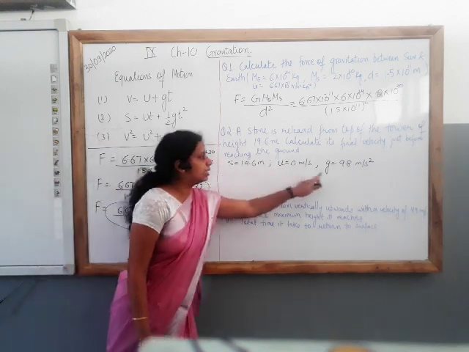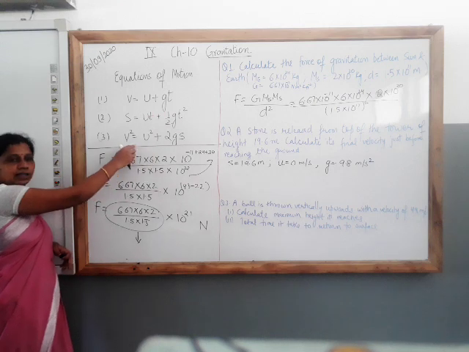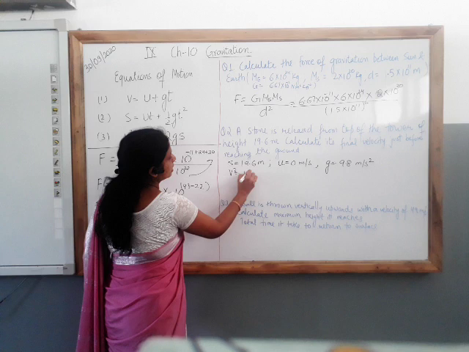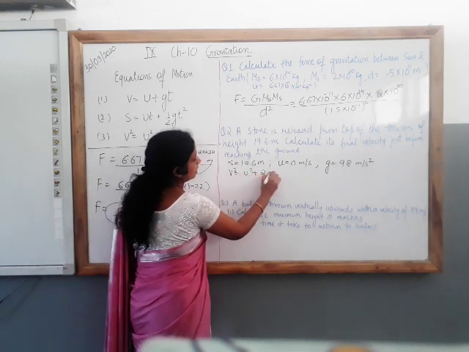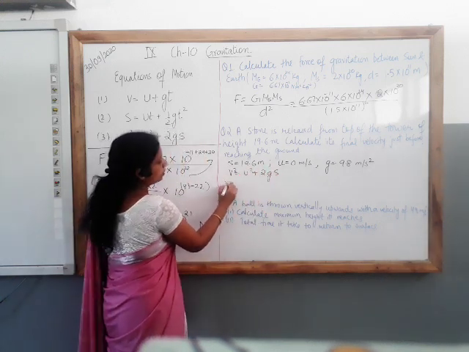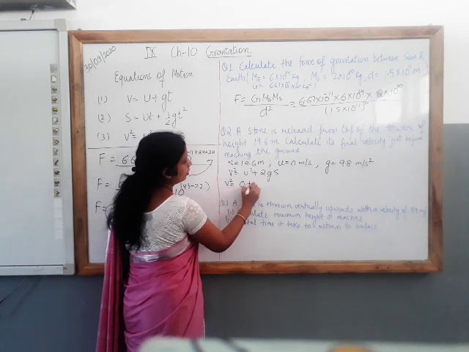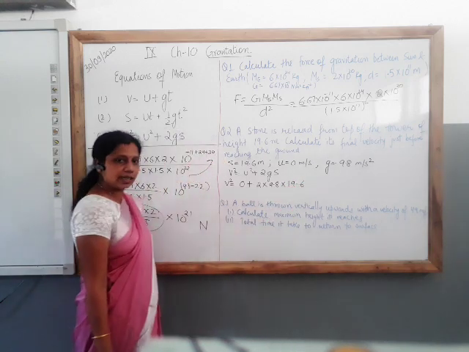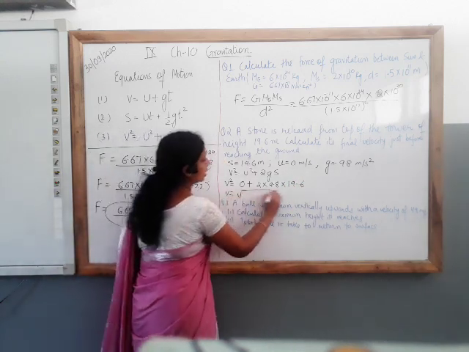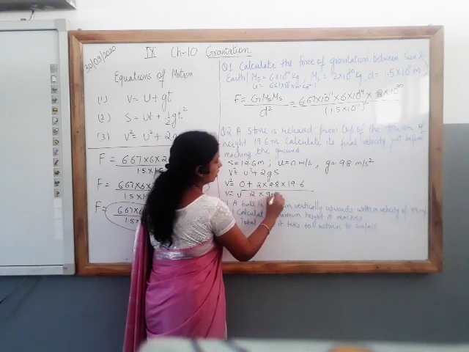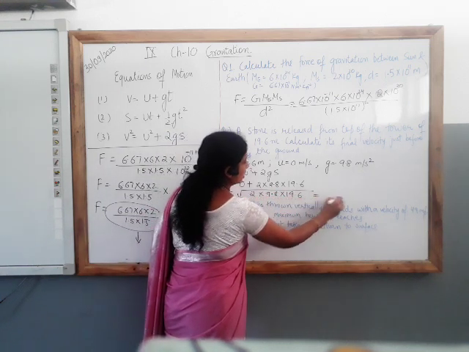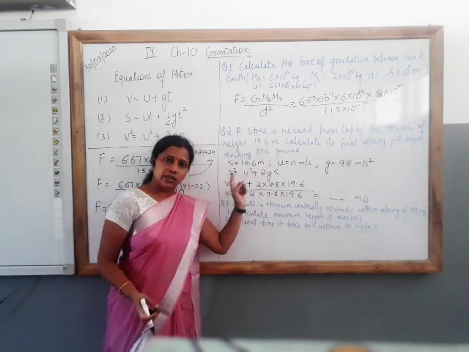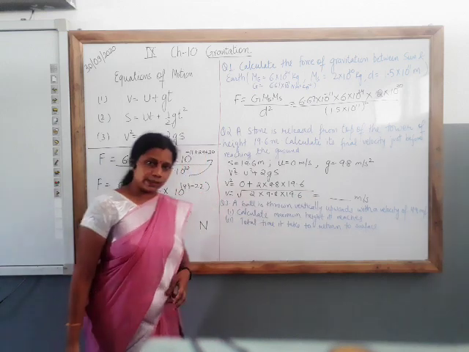Now you have S, U and G. So which equation you are going to use? Last one, because you don't have time here. So I am going to use V square is equal to U square plus 2GS, this equation. So V square you have to find, this is your 0 plus 2, this is 9.8 into 19.6, or V equal to under root of 2 into 9.8 into 19.6. Solve this, you will get your answer. Multiply these things and find out square root, you will get this answer.